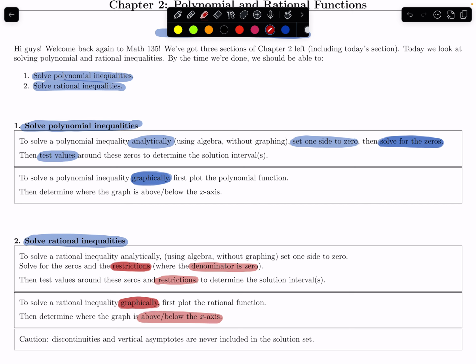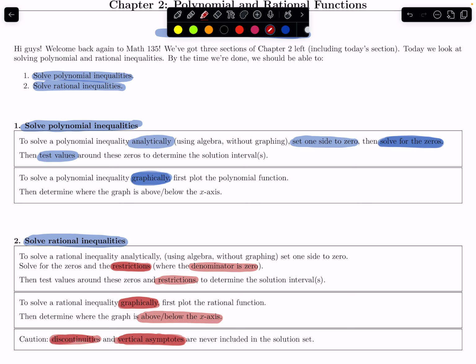Okay, one thing to be cautious of when you're dealing with rational inequalities is you don't only check the zeros, but you also have to be aware of the discontinuities and any vertical asymptotes, especially the vertical asymptotes. Discontinuities are a little bit of an issue because you have to exclude a single point there, but the big one will be vertical asymptotes.